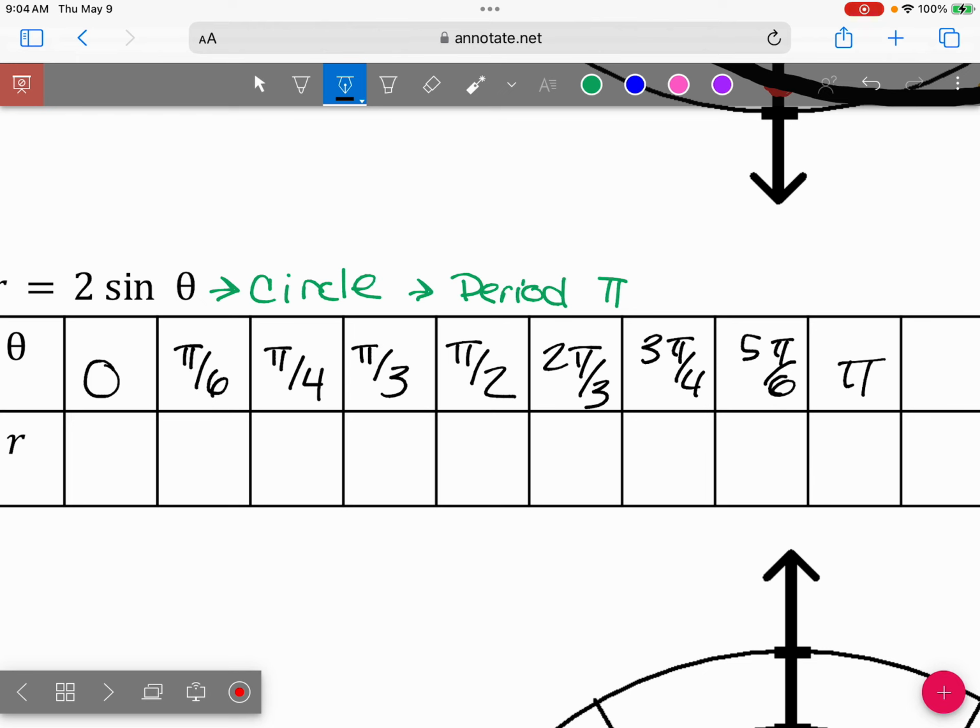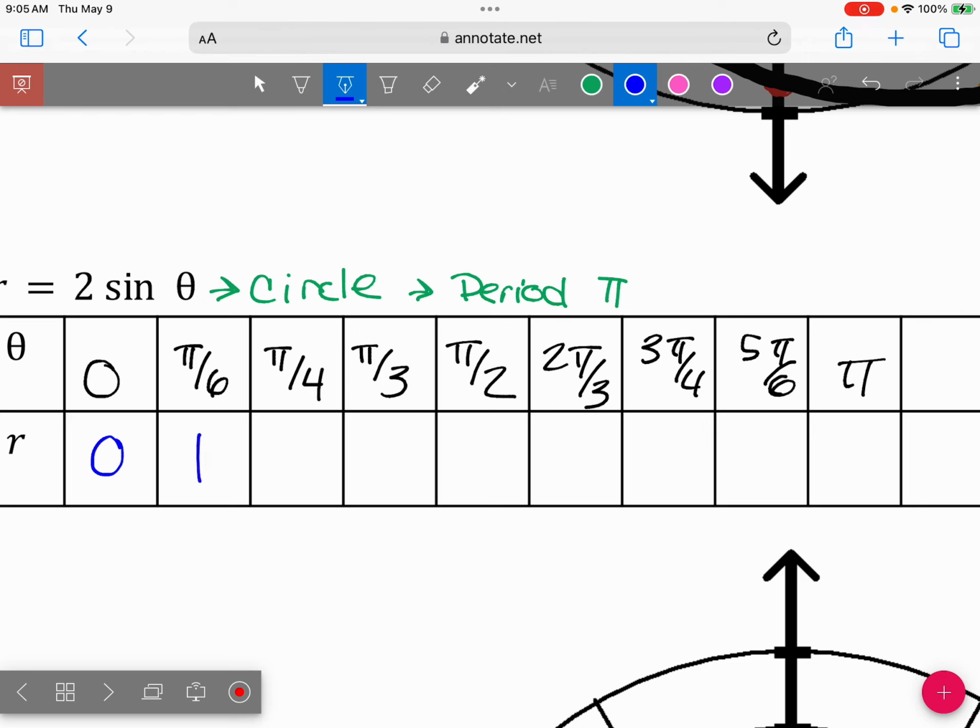And we're just going to fill in our values. We're going to get decimals as well so that we can get these plotted up instead of in radical form. So sine of 0 is 0 times 2 is still 0. I'm going to do sine of pi over 6. Oh, I'm in degrees. I did the same thing. Which is 1/2 times 2, which is 1.